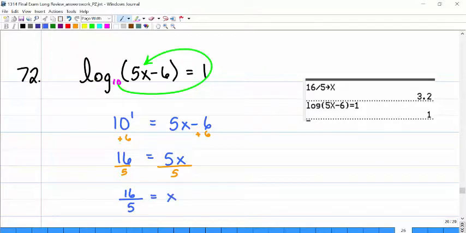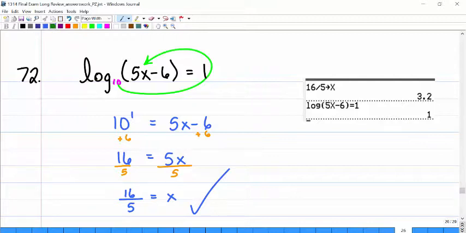Now, since this is a log equation, I need to check my answer. I'm going to cheat with my calculator and store 16/5 as x, and then I just type in my original equation, log of 5x minus 6 equals 1. If the answer on the calculator gives you a 1, that means it's a true statement, so yes, that solution worked. If the calculator had spit out a 0, that would have meant false and the answer would not work. You'd have to cross it out.